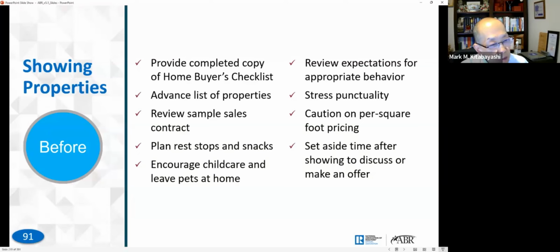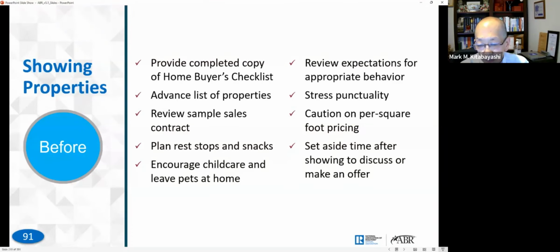And before you even do that, make sure you have had a buyer orientation. Remember, we talked about the buyer consult, right? If you have a buyer consult, it will be very, very easy to go through these. And of course, you want to include rest stops or lunch time or something like that, so there's plenty of time allowed.